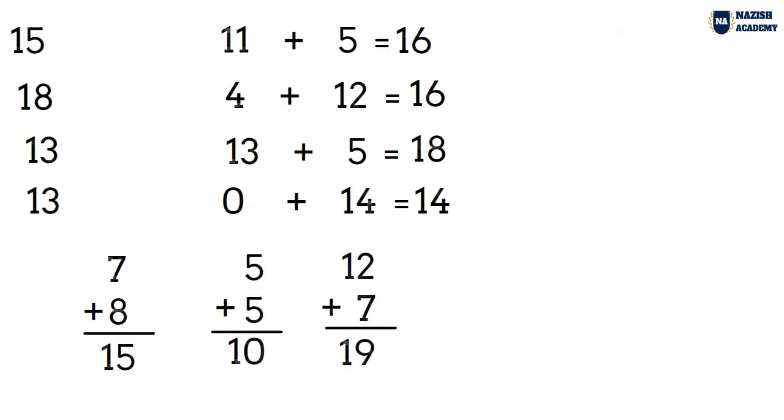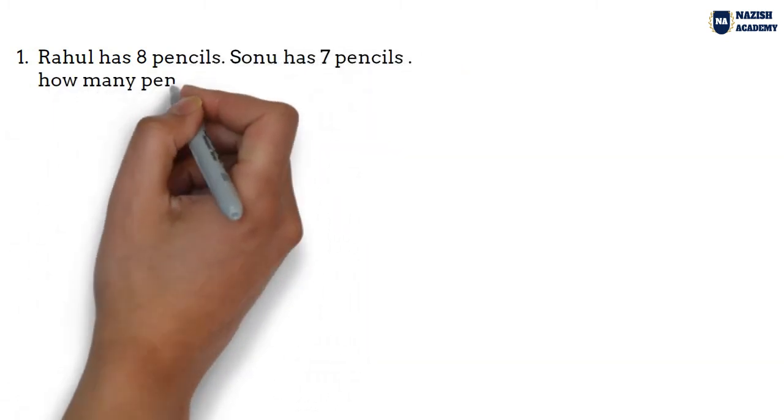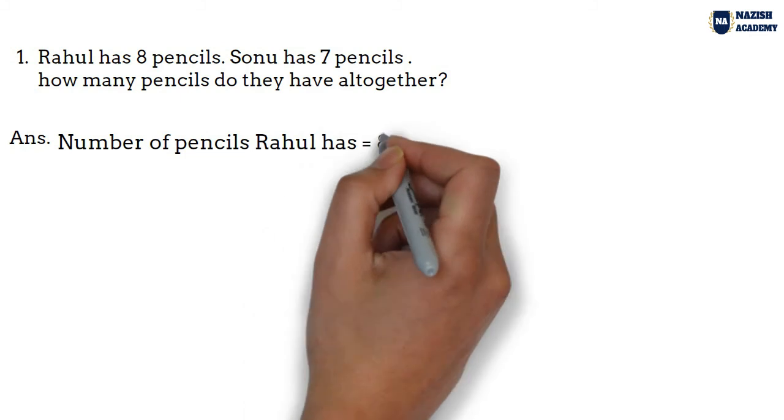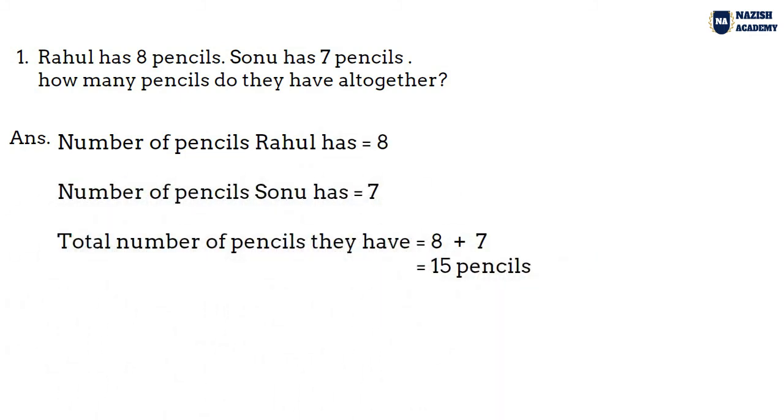And 12 plus 7 is equal to how many altogether? 19. Rahul has 8 pencils. Sonu has 7 pencils. How many pencils do they have altogether? Let's see. Number of pencils Rahul has, 8. Number of pencils Sonu has, 7. Total number of pencils they have, 8 plus 7 is equal to 15. They have 15 pencils.